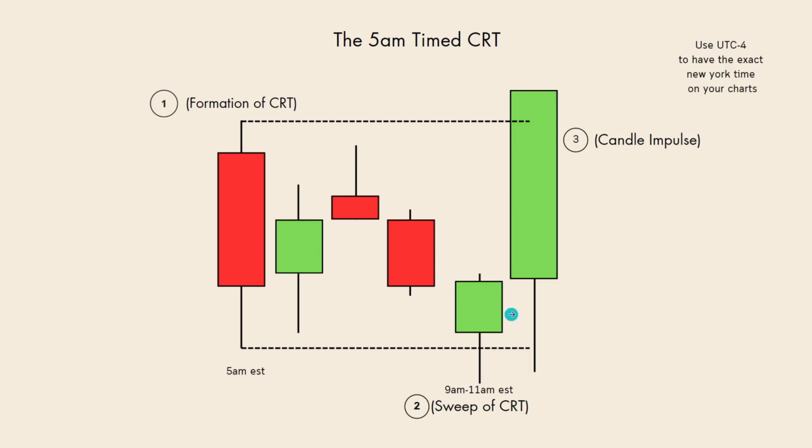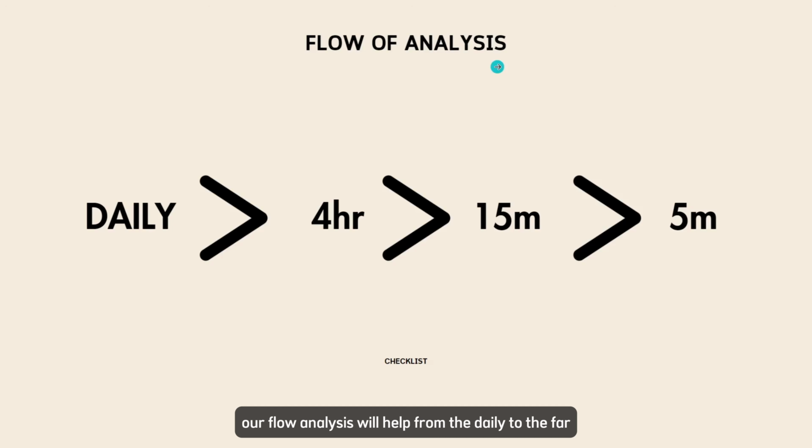Formation, to sweep of CRT, and then lastly, the candle impulse, where you're usually predicting to target the opposing side of the CRT. If you've taken out the high, firstly, with our sweep, you then look to predict and target the low. Now, our flow of analysis will hop from the daily to the 4-hour to the 40-minute time frame, and then lastly on the 5-minute time frame if you're looking to get a more precise entry, okay?